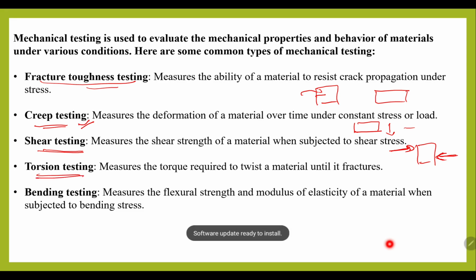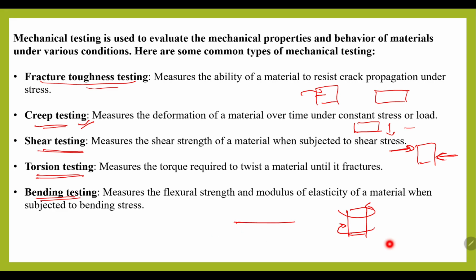Similar is torsion testing. In this test we take a cylinder and we apply a torsion loading on this, and we twist the material and check the ability of the material to resist this kind of loading. And similarly, the bending test, as the name indicates, we take a specimen and try to bend it like this. Once we bend the specimen, the ability of the material to resist this bending, or the flexural strength of the material, is called bending testing.